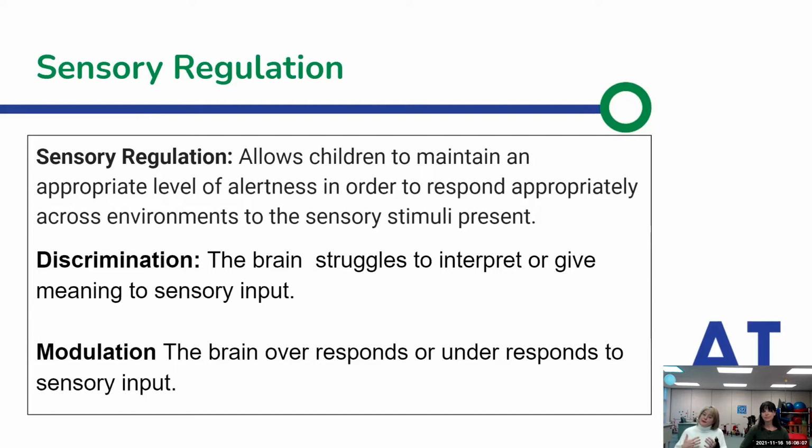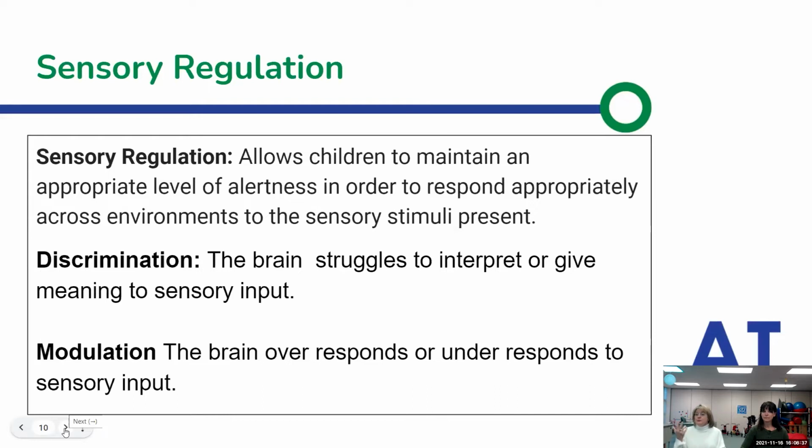We take in information, we process it, we interpret it, we try to give meaning to it, and then we figure out what to do with it. We respond. Regulation is being able to respond in ways to meet the environment. So we might be excited in one environment, but that excited is not appropriate in another environment. So it's figuring out where that level of alertness needs to be in that environment.